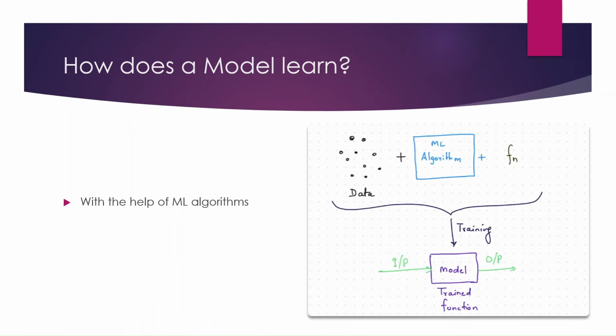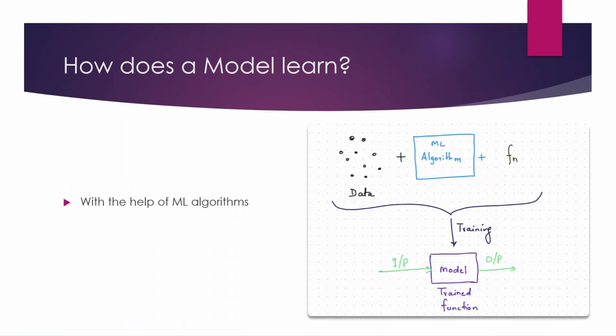So a model learns with the help of data and machine learning algorithms. In order to train a machine learning model, we need data, lots of data, and we need a machine learning algorithm. It could be a deep learning algorithm or a different machine learning algorithm, but we need data and we need a machine learning algorithm. So when we have lots of data, and when we apply a machine learning algorithm on that data, and train the function with the algorithm and that data, then after the training, what we get is a trained function, which is the model itself.